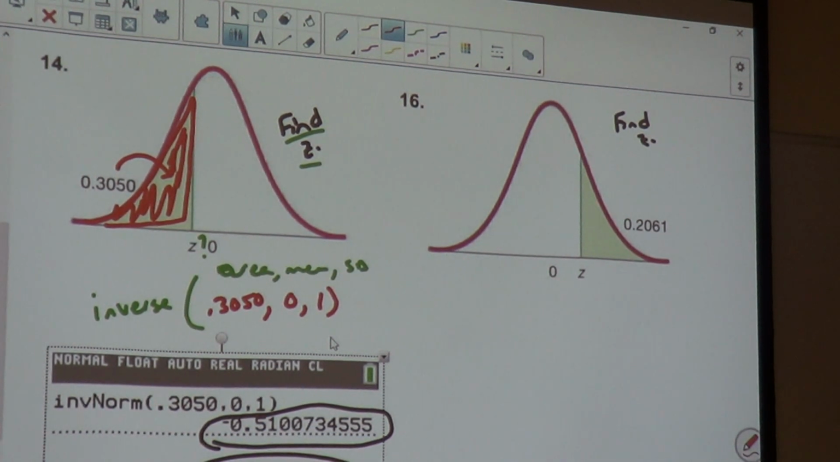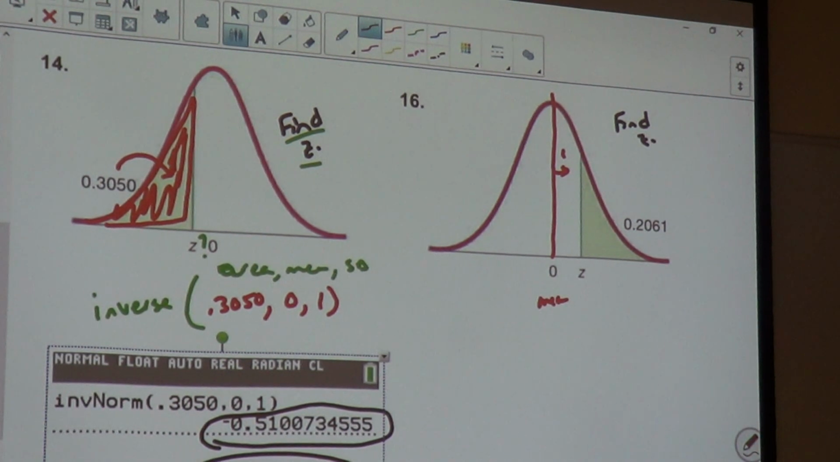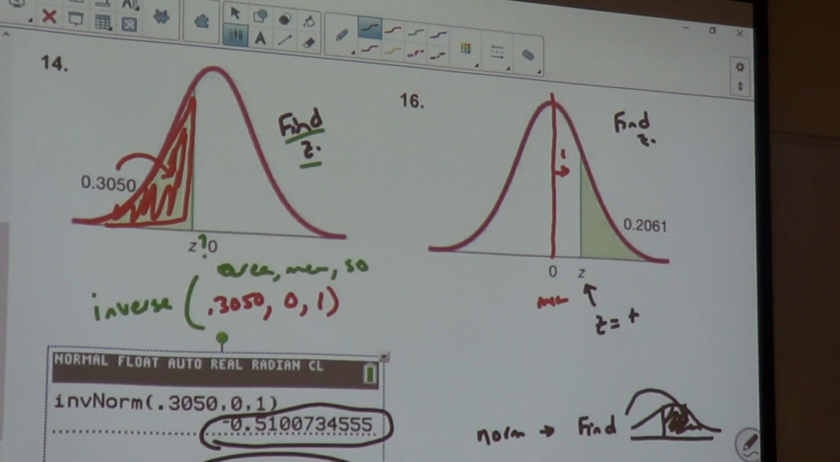Okay, so we have a normal distribution, which means we have a mean of 0 and a standard deviation of 1. Now, before we ever start, is my z going to be positive or negative? My z is going to be positive because it's to the right of my mean. Are we doing an inverse or a normal? If you're finding the percentage, we do a normal.